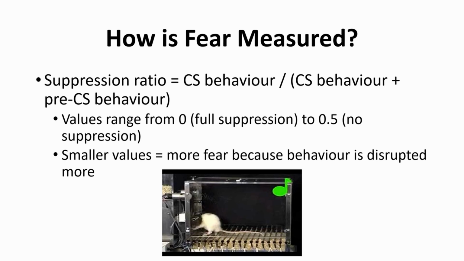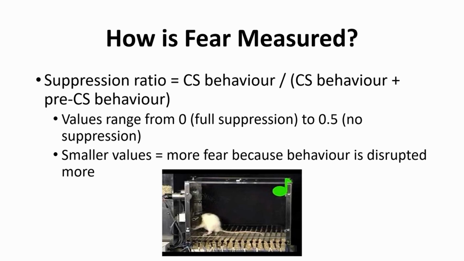And you would see sort of reduced responding to that lever pressing if they're showing some kind of fear response. And so these values, if we calculate out a suppression ratio, we can go anywhere from 0 to 0.5, 0 meaning that there is complete suppression, and 0.5 meaning that there's no suppression at all. And smaller values closer to 0 means more fear because there is more behavior being suppressed. There's more of a disruption of their natural behavior.